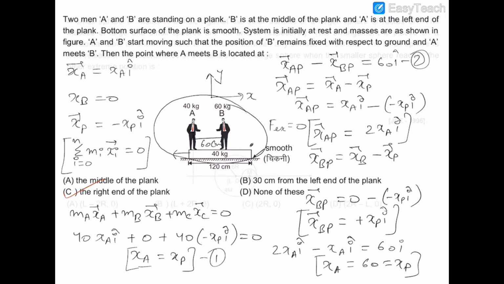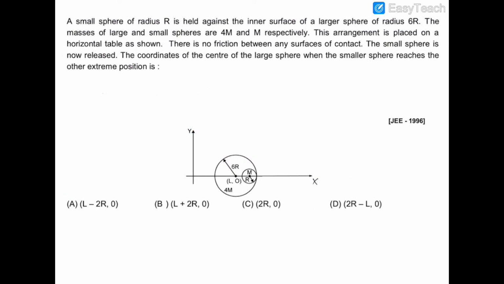Now let's move on to the next question. In this question, you can see that there is a bigger sphere, this one, whose radius is 6R and whose mass is 4M. The coordinates of the center of this bigger sphere is L, 0. Now, there is a small sphere which is kept inside this bigger sphere in such a way that this small sphere is touching this bigger sphere at this point. The mass of this smaller sphere is m and its radius is r. Now we will release this smaller sphere and then we have to find out the coordinates of the center of this bigger sphere when this smaller sphere will reach the other extreme of the bigger sphere.